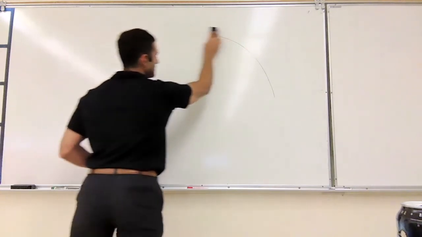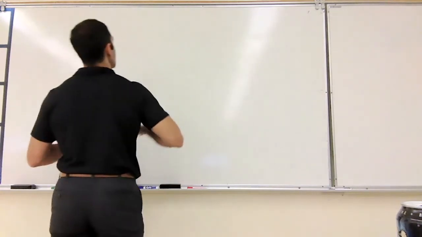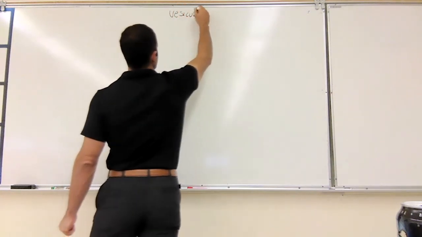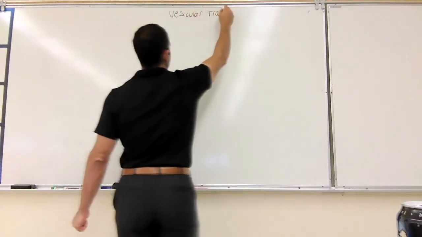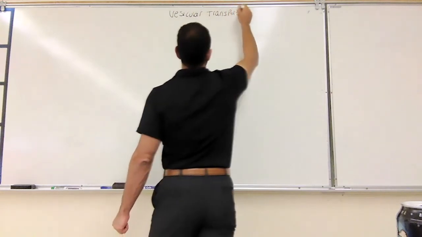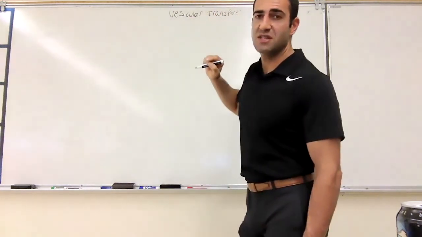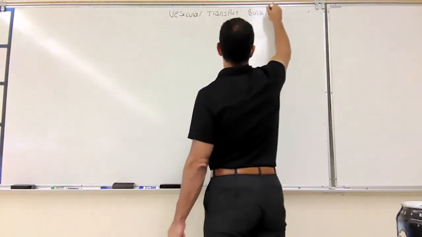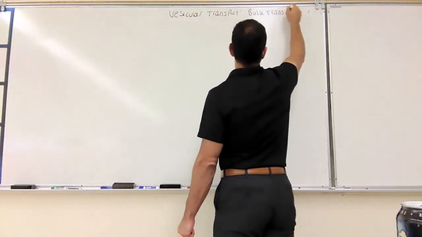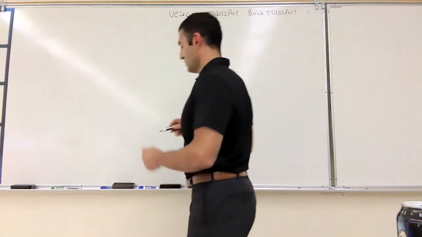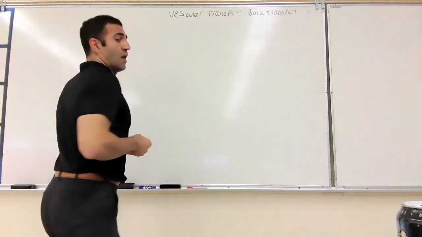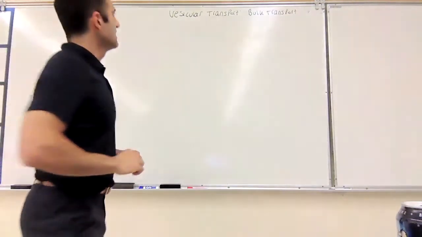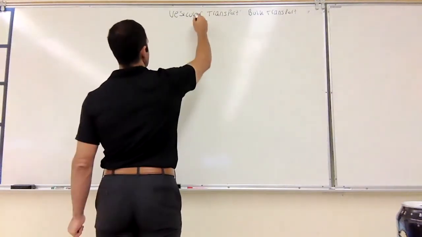Actually, let me erase this. So we have vesicular transport, which is bulk transport. That means you aren't trying to move small things. You're trying to move many large things at once. So this is called bulk transport. And we have a couple examples here. The first is called endocytosis.